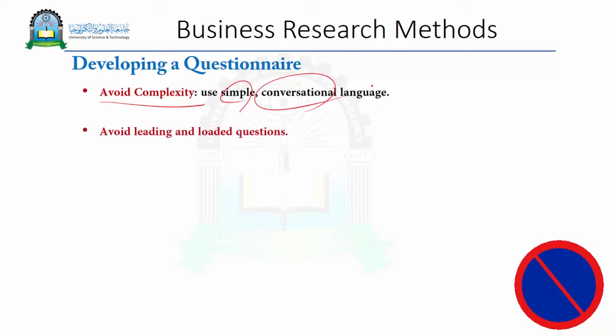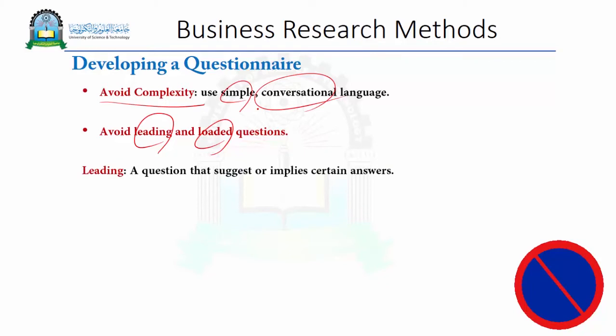The second one is to avoid leading and loaded questions. We have two types of questions that can mislead the respondents and make the answer not accurate. The leading question is a question that suggests or implies certain answers, and in this type of questions, the first half, for example, is going to lead to a certain answer, and this must be avoided.